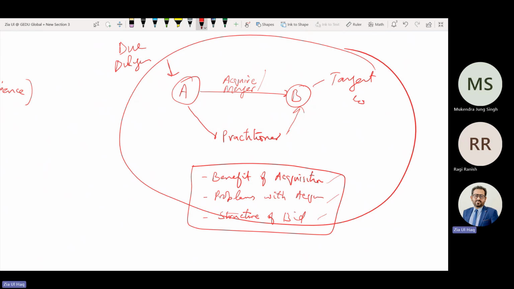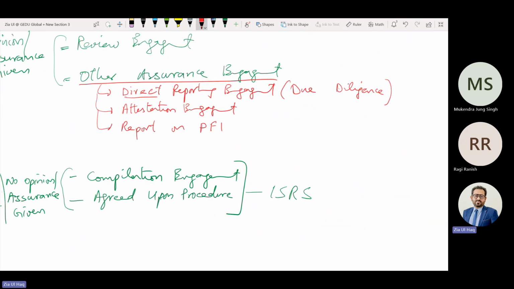This is a non-audit engagement. And if we are providing the benefit with the problem, it means we are providing something like negative assurance. This is a direct reporting engagement. Based on the request of one investor, we are directly reporting after performing a task.